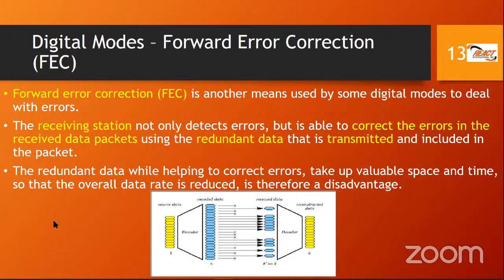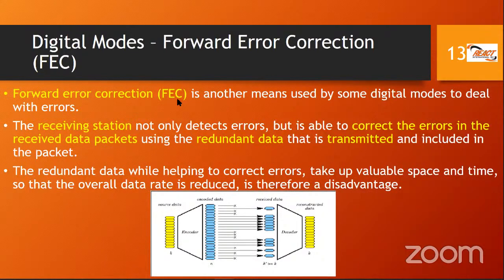So yet another capability with some digital modes is called forward error correction. The whole idea is a signal may go across a radio wave and reach a destination, but there may be noise, it may be corrupted. But guess what? We have the ability to do error correction. So apart from knowing that an error occurred, which is error detection, there's the ability to correct the error. Yes, you can. So FEC, forward error correction, is another means by which some of the digital modes deal with errors. Now, not all digital modes, just some.